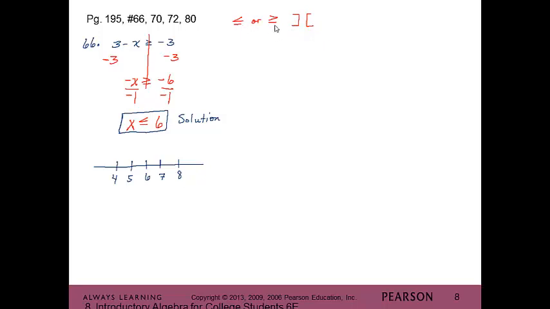It's the equal sign that indicates the bracket. Bracket means include the value. So for number 66, we have x is less than or equal to 6. Therefore, we're including the 6. So on the 6, we're going to draw a bracket. Now, because it says less than, it's going to face to the left. And then we're going to shade everything to the left, and then draw an arrow. So here's our graph.